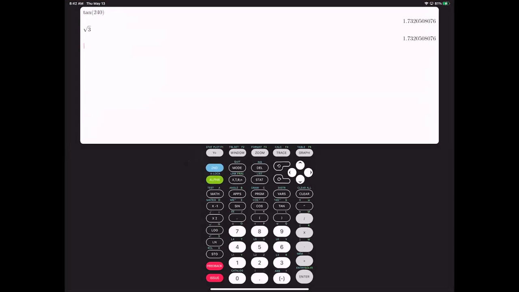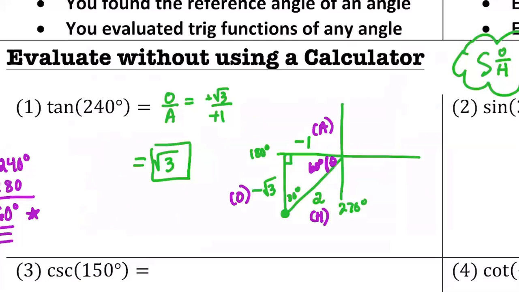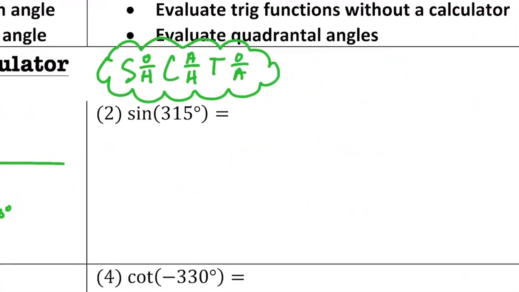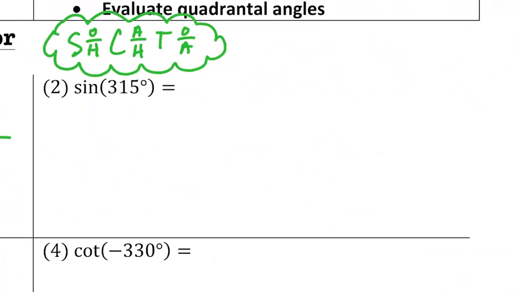So the decimal is great to check your answer, but we don't ever write our answer as the decimal. We keep it as whatever the original square root would be. So that's it. That is the value of tangent of 240. So let's work through some of the other ones. My next one says we're going to be finding sine of 315.